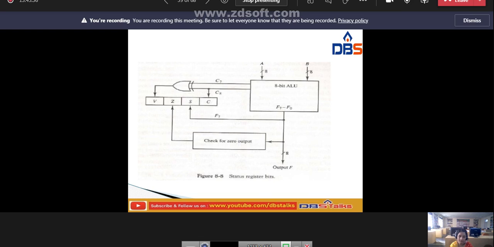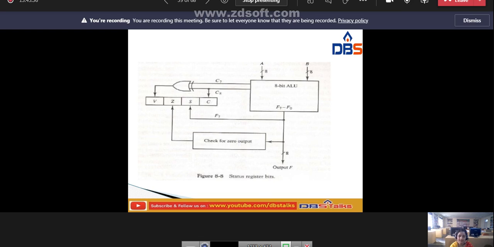Okay. Next, status bit conditions. The ALU circuit in the CPU has a status register for storing the status bit conditions. Status bit conditions are also called condition code bits or flag bits. Okay, so here we have the block diagram of an 8-bit ALU with a 4-bit status register. So this is the diagram.